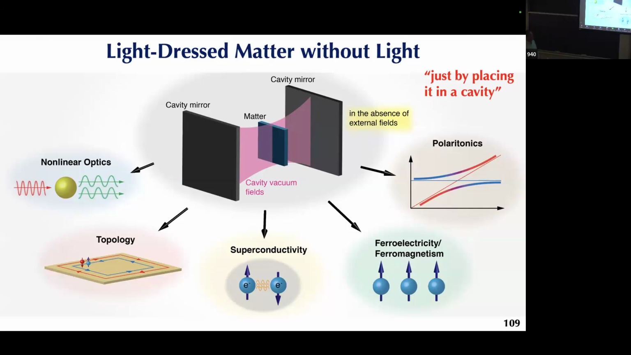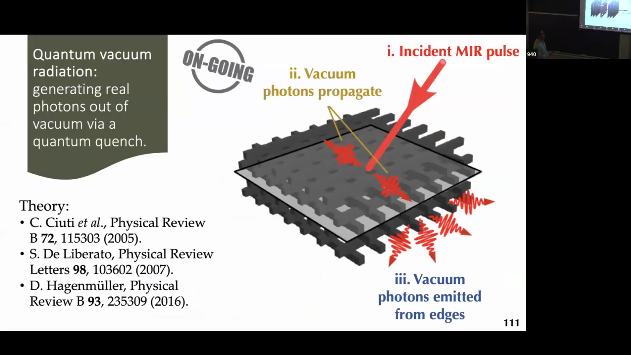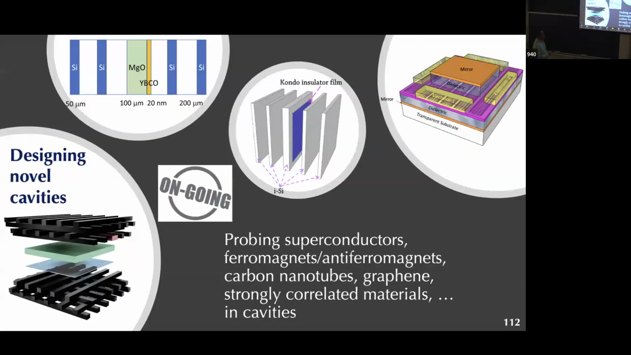It's just replacing cavity. We're studying extreme domain optics with vacuum fields. We want to modify topology, and we want to manipulate superconductivity and ferroelectricity and ferromagnetism. In all this, we have polaritons.